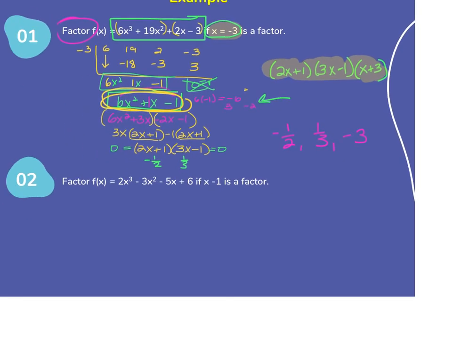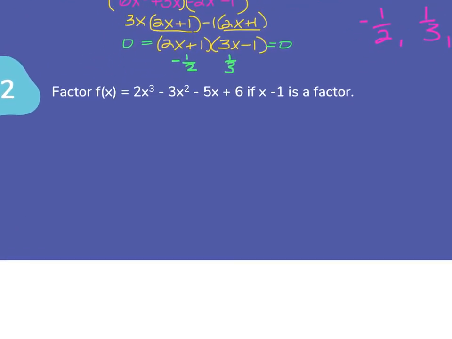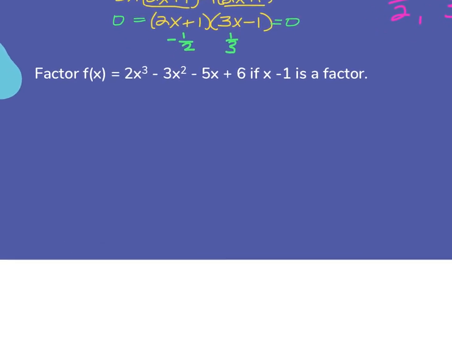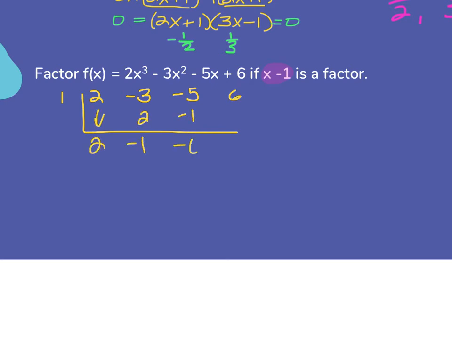All right, number 2 says the same thing, except look at the verbiage here. It says factor if x minus 1 is a factor. So this time, what do we put on the outside? Okay, sorry, 1 on the outside. 2, negative 3, negative 5, 6. Bring down the 2. 2, negative 1, negative 6, 0.